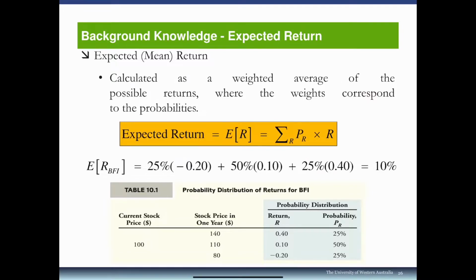So the expected return of BFI will be each outcome multiplied by its probability. That's why we have this summation here: 25% times minus 0.2, plus 50% times 0.1, plus 25% times 0.4, which gives you 10%. If this does come up in the exam, you probably wouldn't expect more than 3 outcomes. So that means it will generate a 10% return on average.